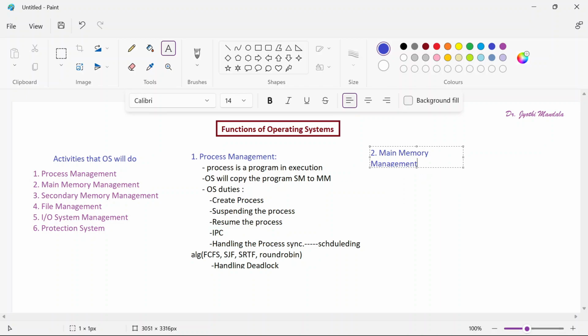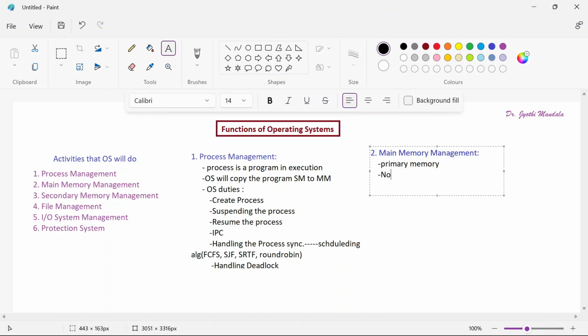Now, what is this main memory? You all know, during the process of learning the memory hierarchy, we understood what main memory actually is. Main memory is nothing but our primary memory. Whenever a CPU wants to execute anything, it should be available in the main memory. So, the OS will be taking care of this.